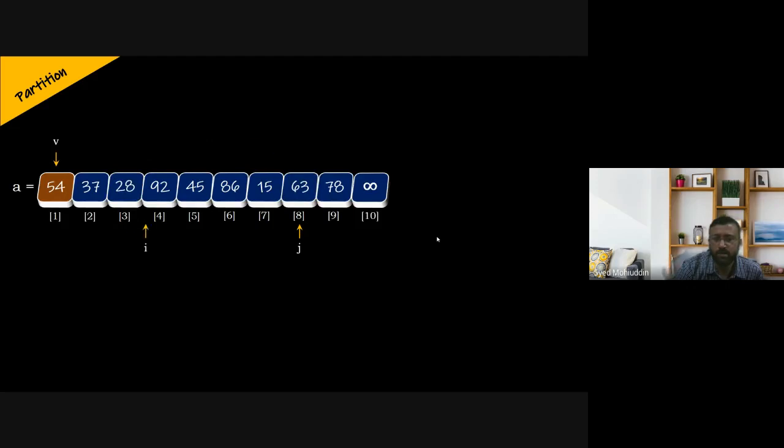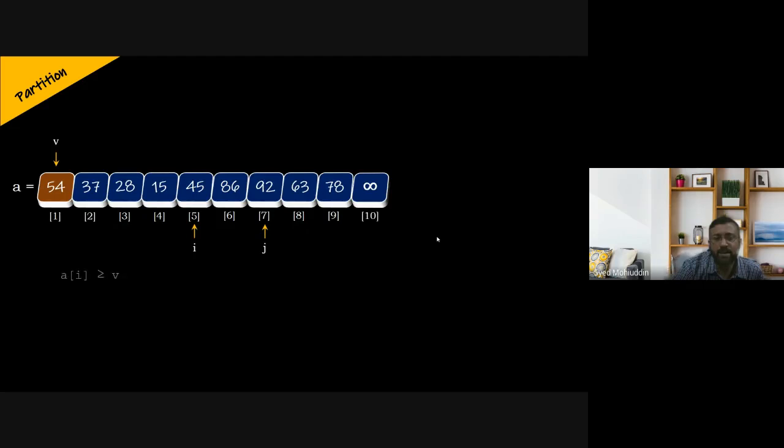Then index i moves towards right. Element 92 is greater than element 54, so i stops. Index j moves towards left. Element 15 at index j is smaller than 54, that is the pivot. It stops. j stops. Both the elements are swapped. Then index i moves towards right.